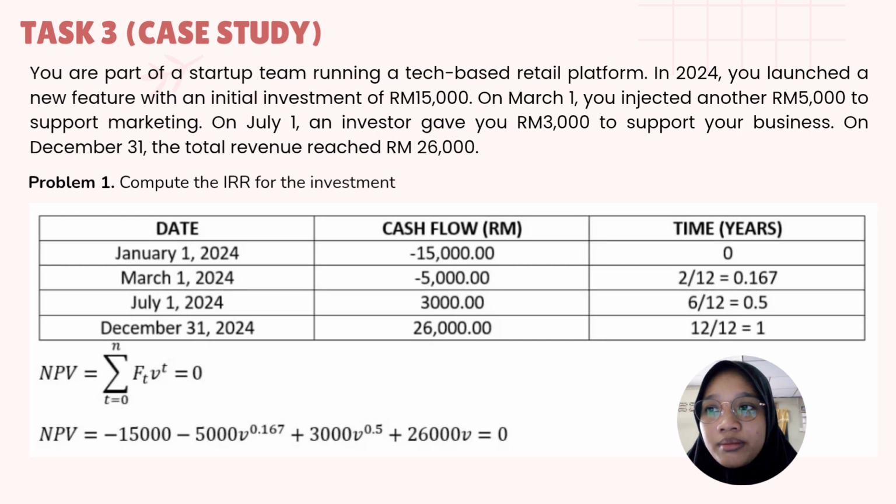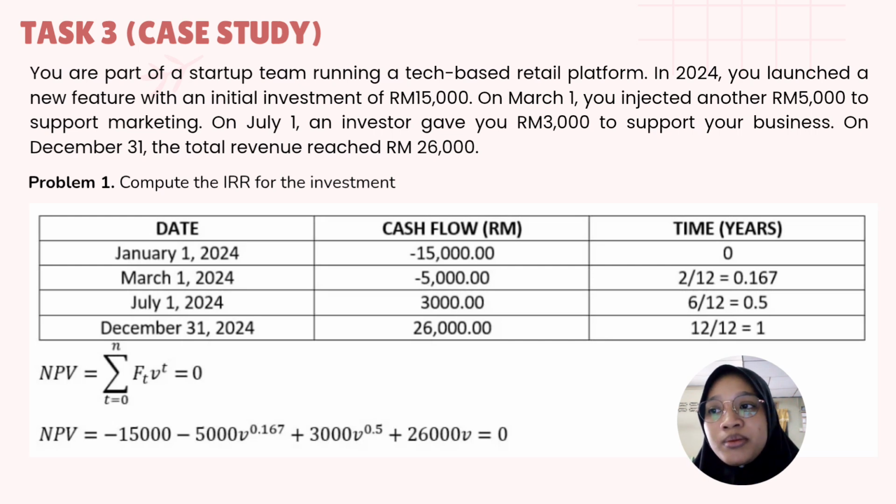I'll present task 3, which is the case study. You are part of a startup team running a tab-based retail platform. In 2024, you launched a new feature with an initial investment of 15,000. As you can see in the table, in the cash flow, 15,000 becomes negative because we invest in the business. On March 1, you injected another 5,000 to support marketing. Another cash flow, so same, negative 5,000. On July 1, an investor gave you 3,000 to support your business. When we get the 3,000, that's when it's positive 3,000. On December 31, the total revenue reached 26,000.